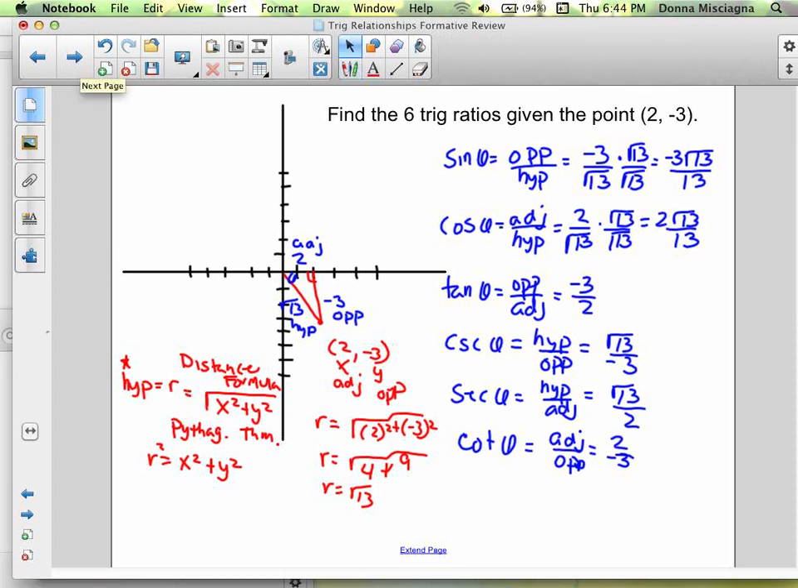And there we go. That's all there is to finding any trig ratio given a point on the coordinate plane. Right? X is always your adjacent, y is always your opposite, and then use a distance formula or Pythagorean theorem to find the length of the hypotenuse. And just remember to reduce if possible and rationalize if there's a radical in the denominator.